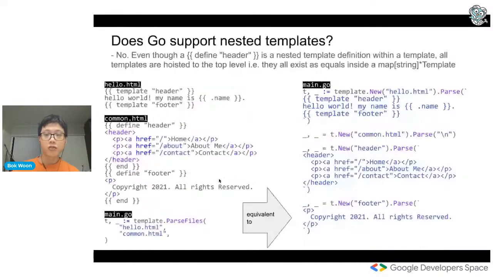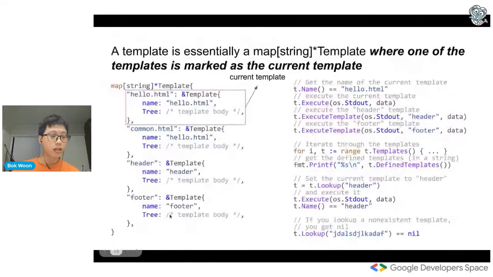Oops. And if you execute footer, you're actually executing this template. And you can iterate through the templates using t.templates, which is a slice, by the way. So it takes the stuff in this map and converts it into a slice. So the order is actually not defined. You can't rely on any defined order.